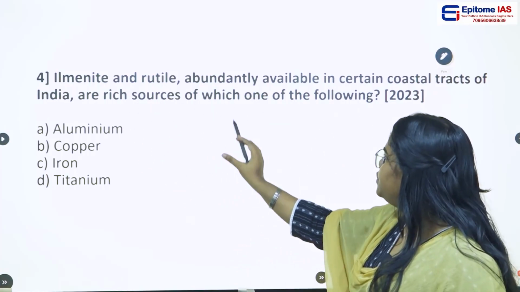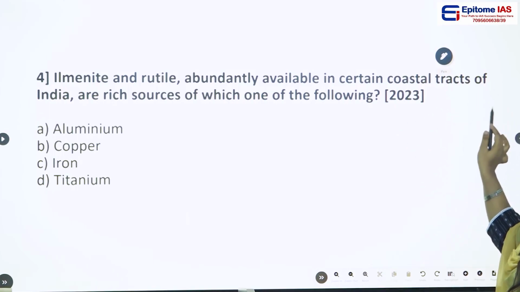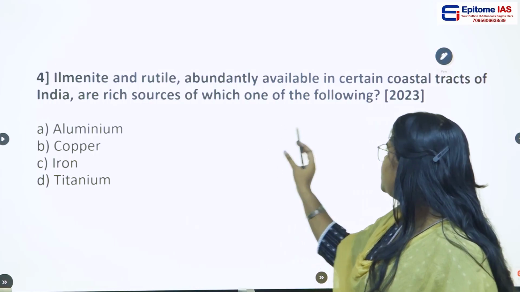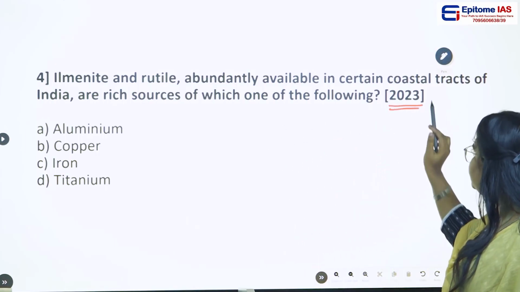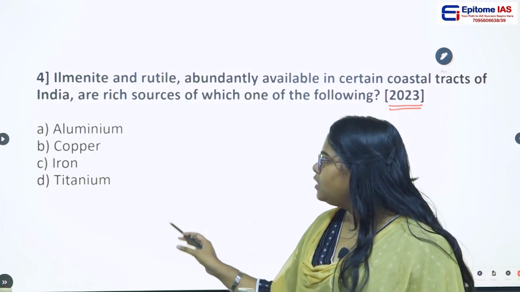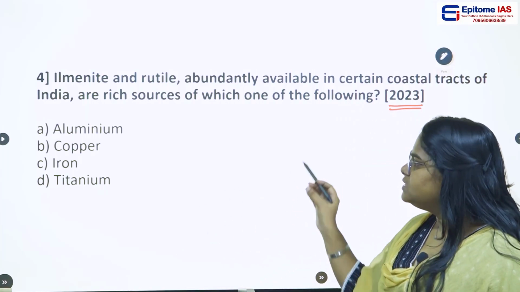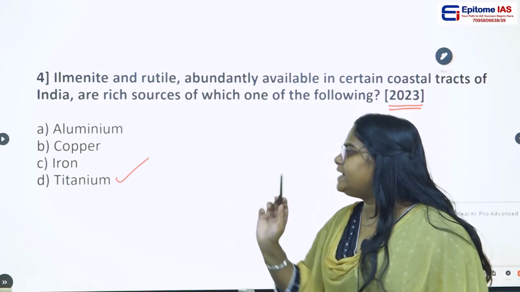Ilmenite and rutile, abundantly available in certain coastal tracts of India, are rich sources of which one of the following? This question was asked in 2023. Option A, aluminium. Option B, copper. Option C, iron. Option D, titanium. This is a factual question. The correct answer would be titanium.